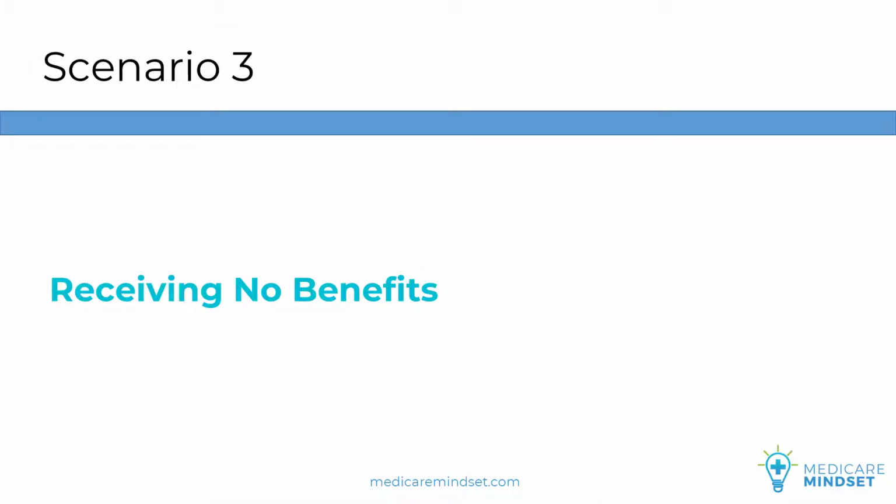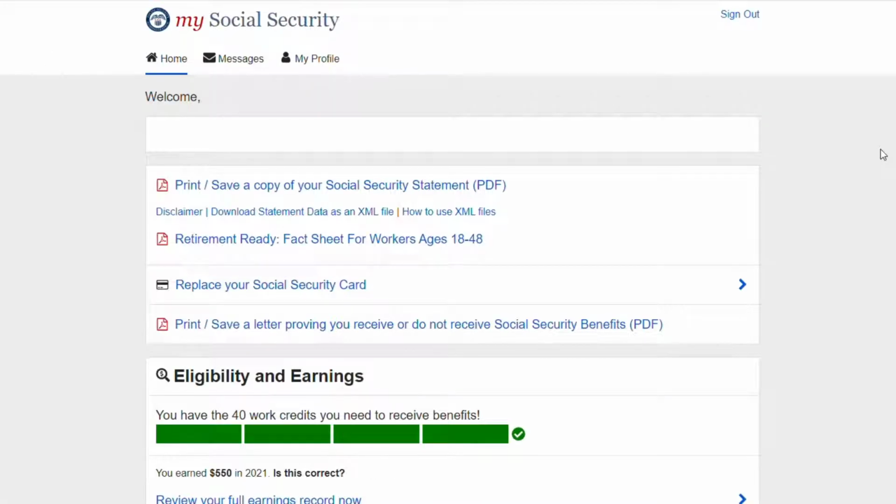Okay, we're now going to wrap up with the final scenario, which is when you're not receiving any benefits at all. We'll breeze through this one quickly. This view is very similar to the first scenario, when receiving Medicare only. You'll notice that you can open up your Social Security benefit statement, request a replacement Social Security card, and further down you can play around with the retirement calculator.